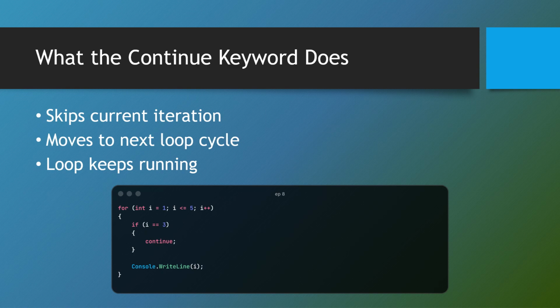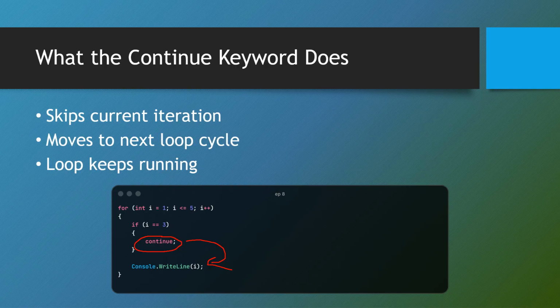What the continue keyword does. Continue works differently. Instead of stopping the loop, it skips the current iteration. The loop continues running, but everything below continue is skipped for that round. This is useful when some values should be ignored without stopping the entire loop.